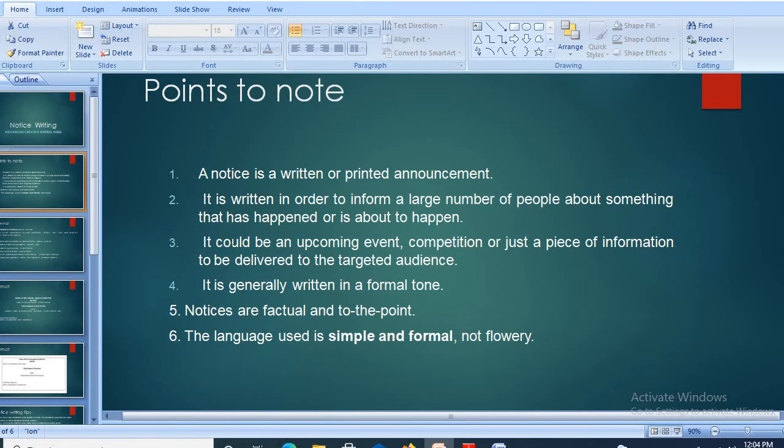Okay, now it could be an upcoming event. Yes, it can be related with the competition, or it can be just a piece of information also to be delivered to the targeted audience. Now it can be related with an event that is about to take place in the future.